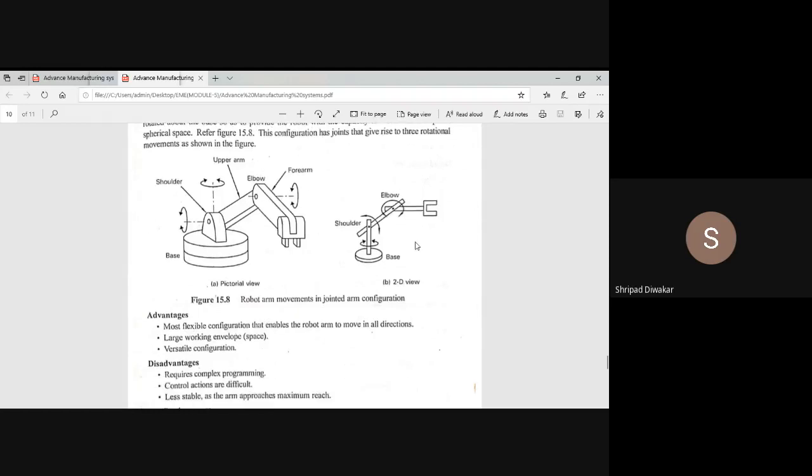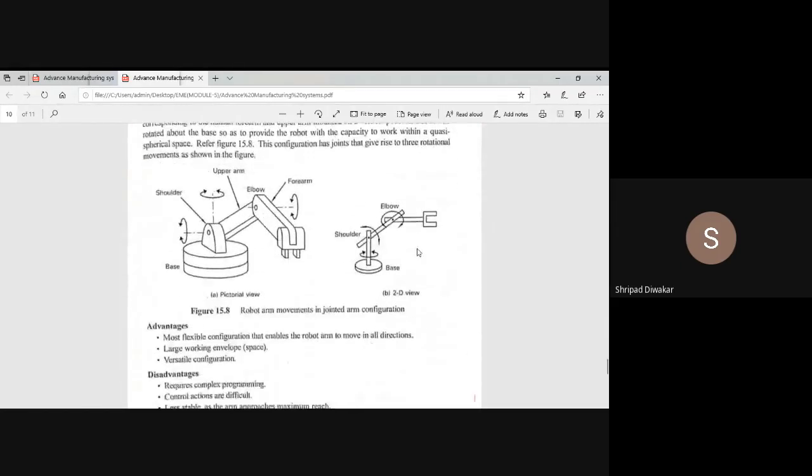You see the 3D diagram, and this is your 2D diagram. The base, the column, and this is the shoulder, and this is the elbow, and this is your twist wrist. This is the jointed arm configuration robot.